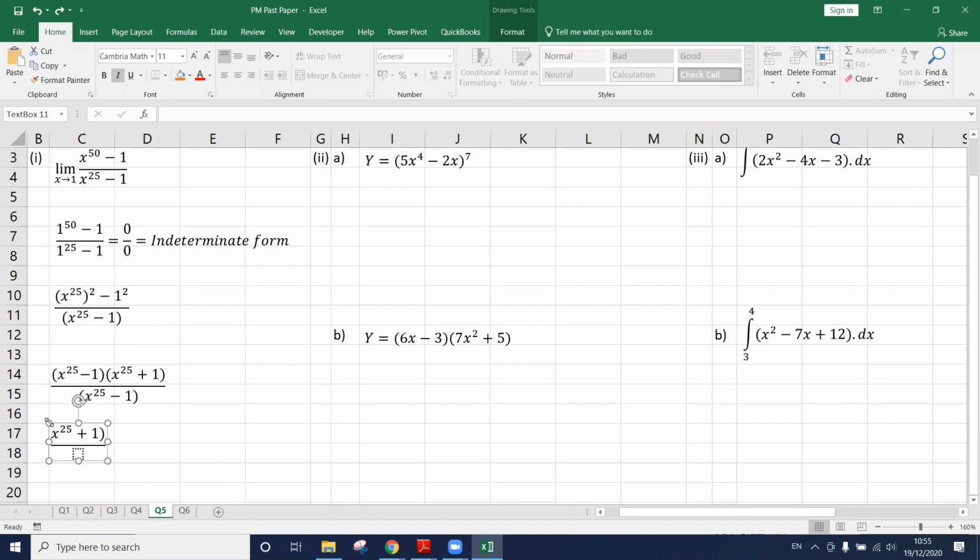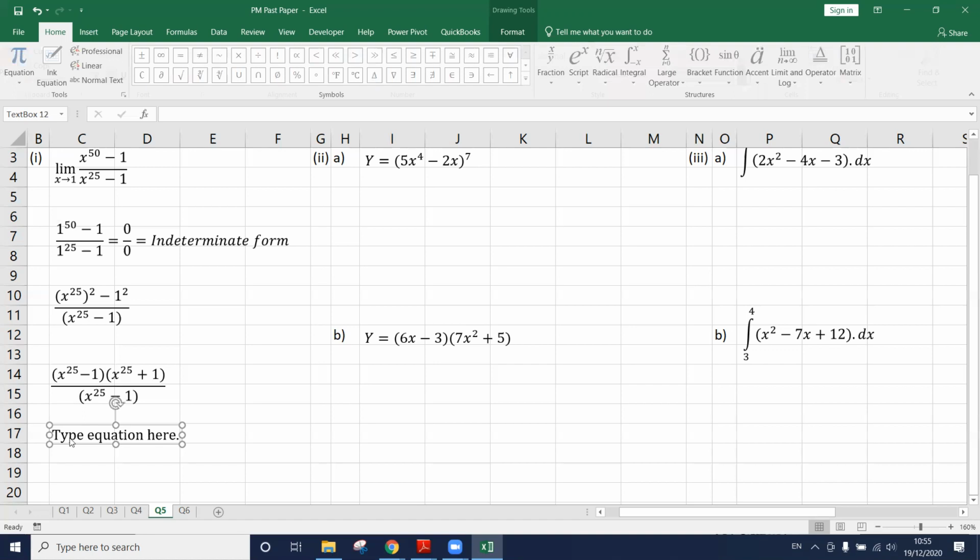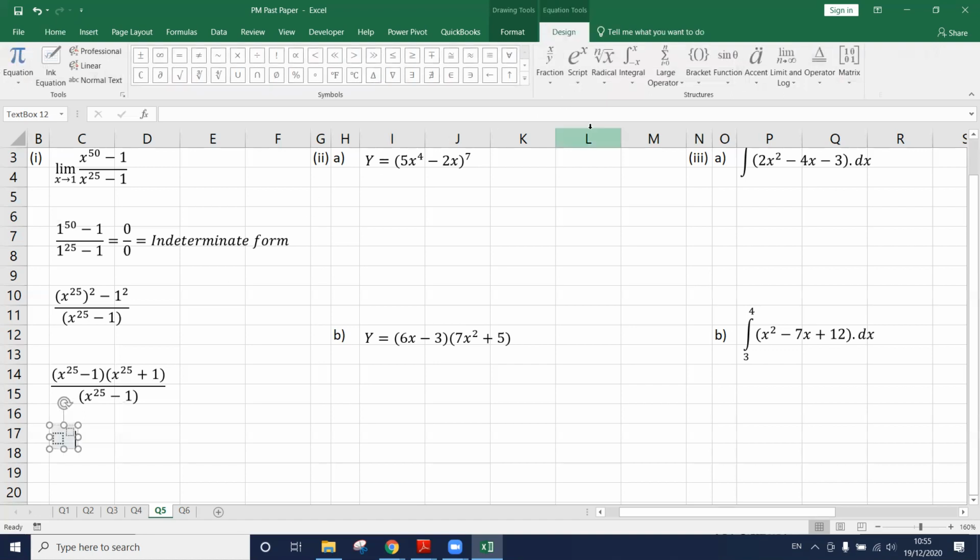x to the power 25 plus 1. Now we can substitute the given value. Here we will be left with to the power 25 minus 1. Then after substituting, what is the answer?